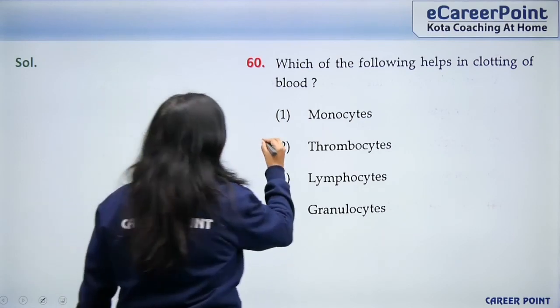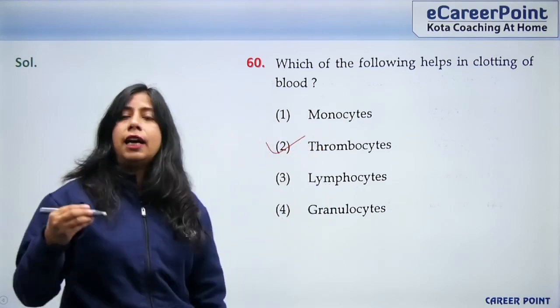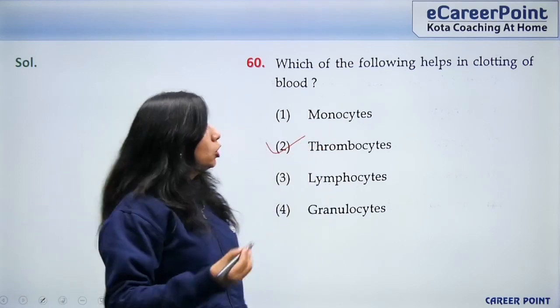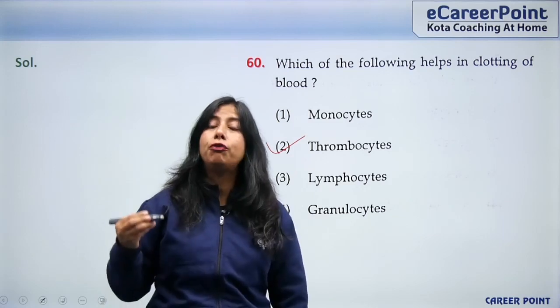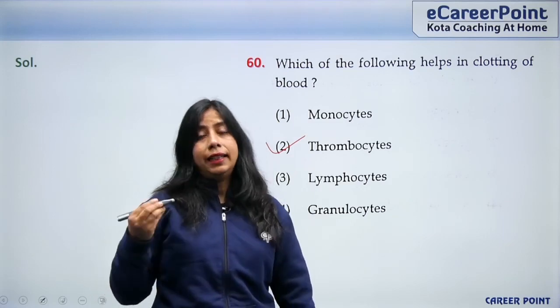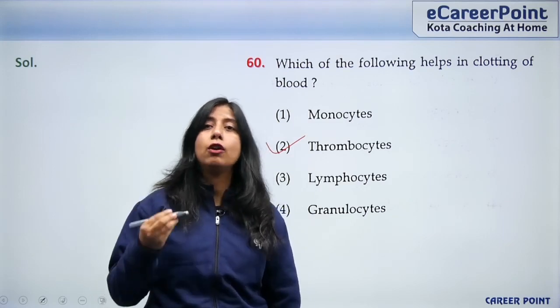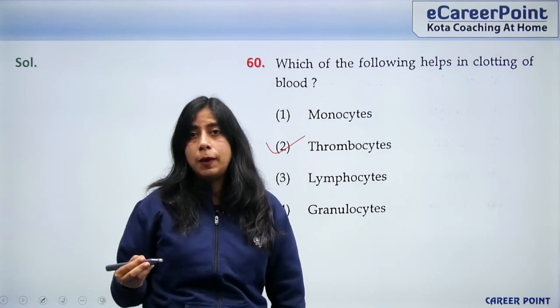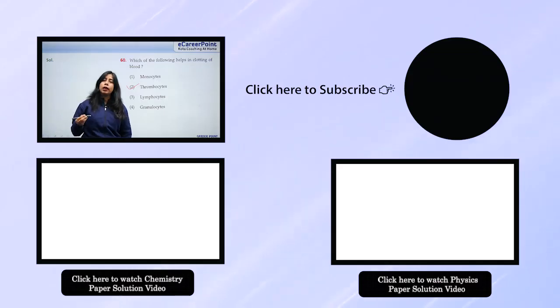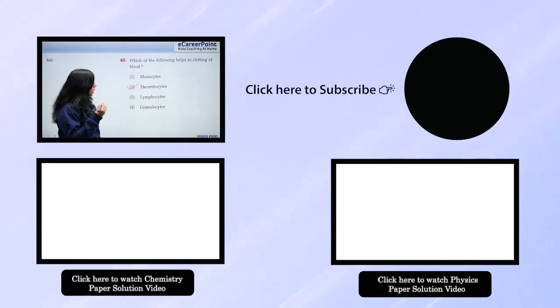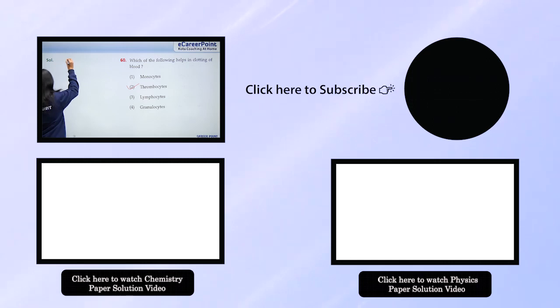And if we see the second option, thrombocytes, the other name of platelets. So here they are asking about the clotting of blood. Platelets are involved in the clotting of blood. So whenever we have an injury, the platelets start the clotting of blood there. So here the answer is thrombocytes, option number 2.